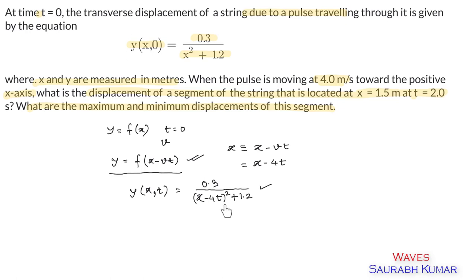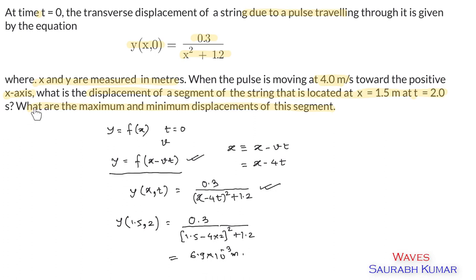So this is equation of given pulse. Now at x equal to 1.5 meter and t equal to 2 second, find the value of this function. (1.5 minus 4 into 2) whole square plus 1.2. Simplify and verify whether it is 6.9 into 10 power minus 3 meter or not.